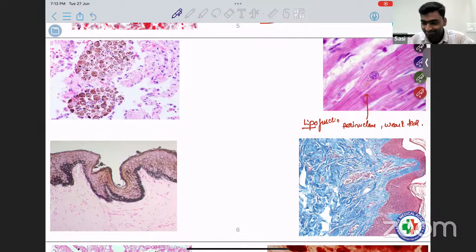Okay, fine. Next, if you see this image, it also looks like lipofuscin, but it is not lipofuscin.